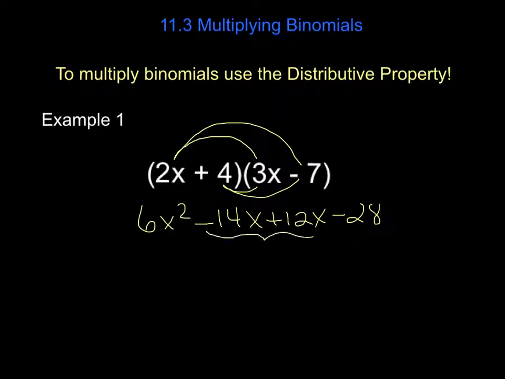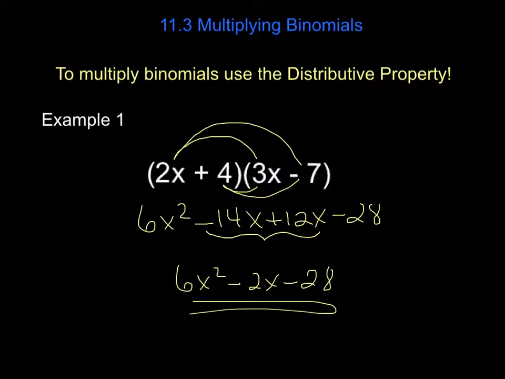Now all I have to do is see that there are like terms here in the middle of that expression. So 6x squared, and combining my x terms, negative 14 plus 12 gives me a negative 2x. And then I have a minus 28 for my constant. Okay? So there is my product of 2x plus 4 times 3x minus 7, simply using the distributive property.